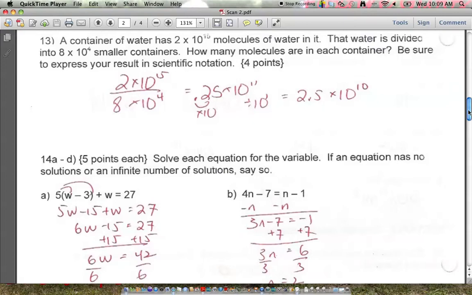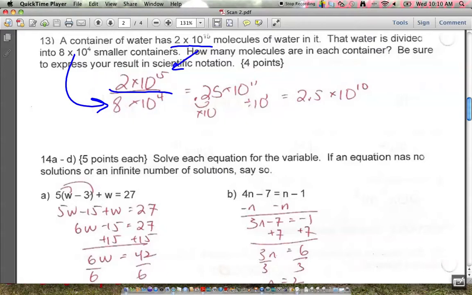Okay, so we've just determined through the first 12 questions, there's nothing that should be considered difficult. And now we get to number 13, and this one I do think is challenging, okay? A container of water has 2 times 10 to the 15th molecules of water in it. That water is divided into 8 times 10 to the 4th smaller containers. So since I know it's going to be division, I come over here and I immediately draw my division line. Now, it's being divided into this many small containers, so that number has to go on the bottom, and this is your top number right here.